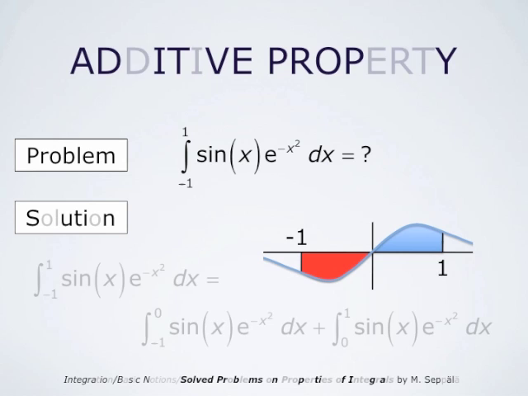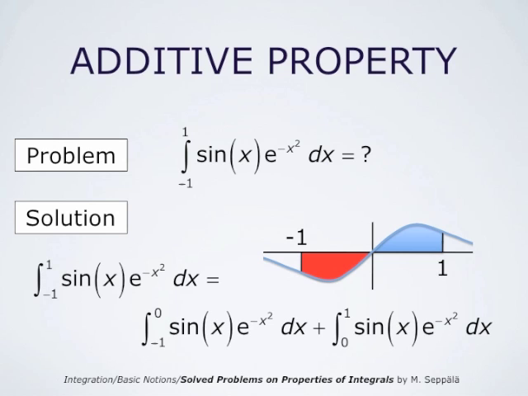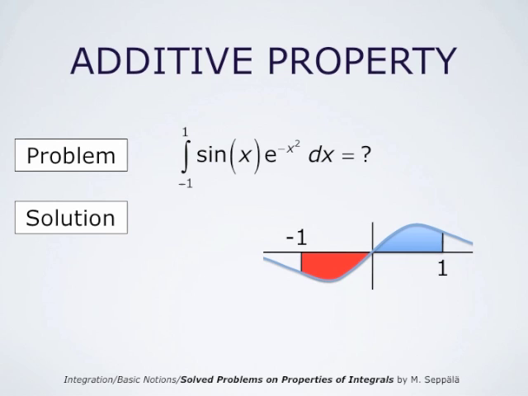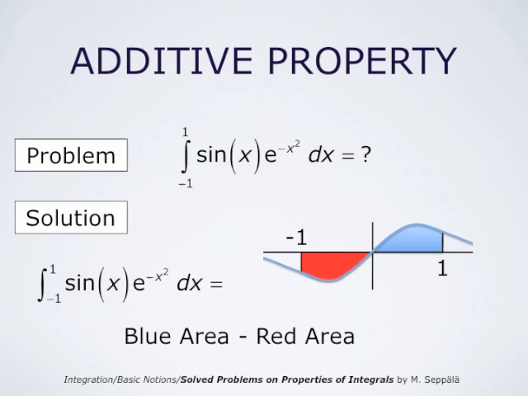And then we simply observe that the integral from negative 1 to 1 of sine of x e to the negative x squared dx equals the integral from negative 1 to 0 plus the integral from 0 to 1. And this means that this integral is now the blue area minus the red area. And since the blue area and the red area are the same, this means that this is 0.